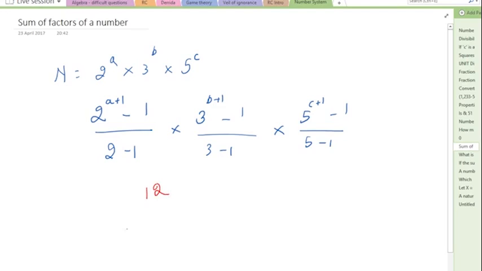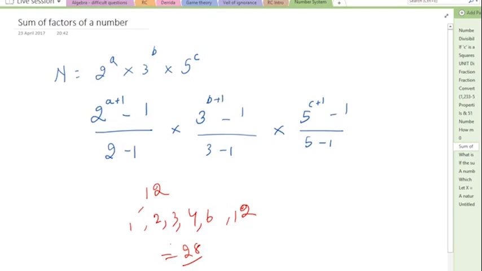So 12 is a number. The factors of 12 are 1, 2, 3, 4, 6, and 12. So the sum will be 12 plus 6, 18, plus 4, 22, plus 3, 25, plus 2, 27, plus 1, 28. So this is a small number, we were able to do it.